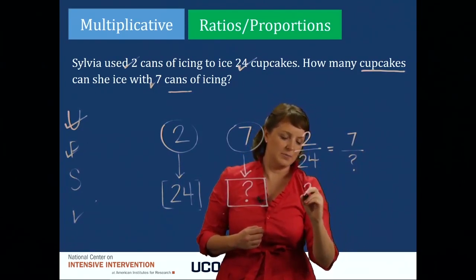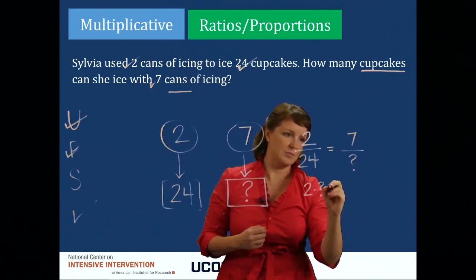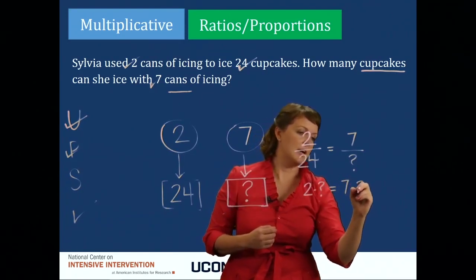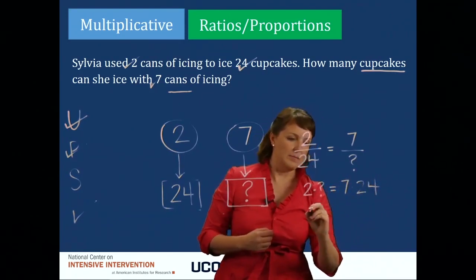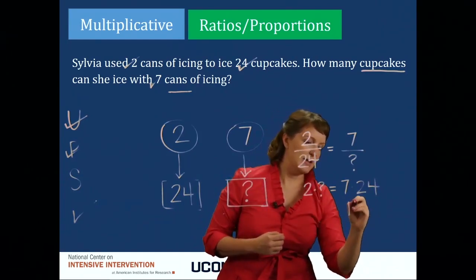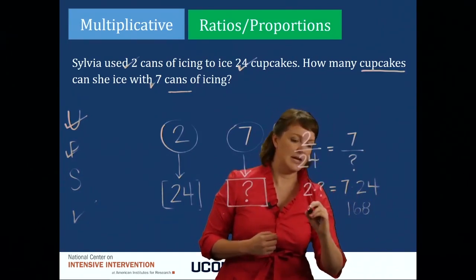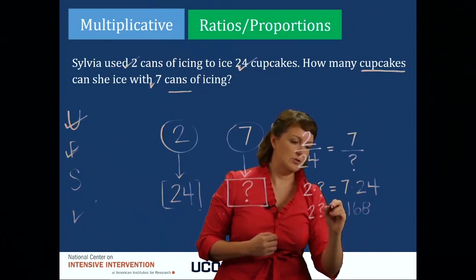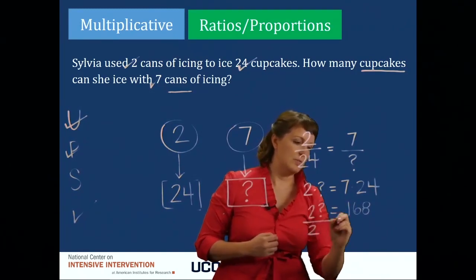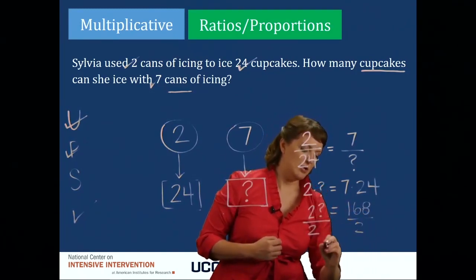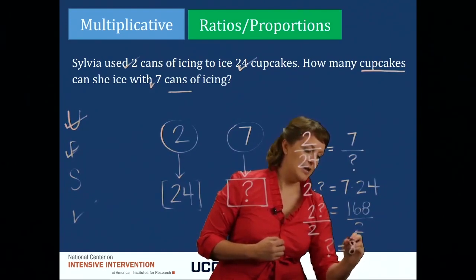And here I could cross multiply. 2 times question mark equals 7 times 24. Through the magic of all that is math, I know that this is 168, and this is 2. And then I divide by 2 on both sides, and question mark equals 84.